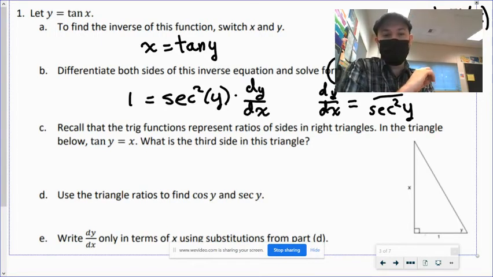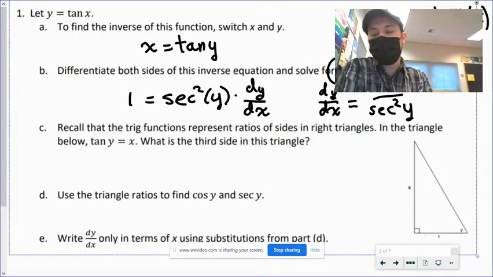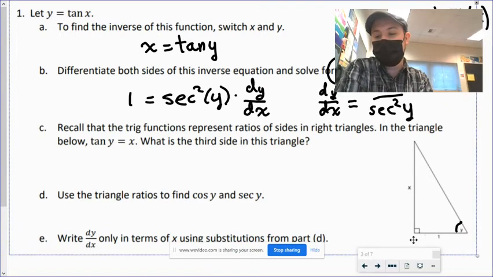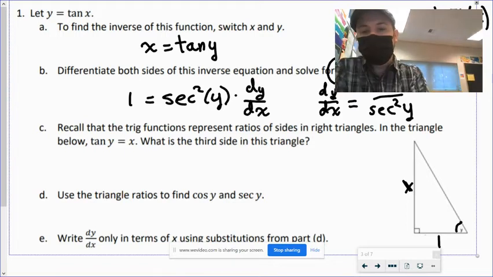Recall that the trig functions represent ratios of the sides of a right triangle. In the triangle below, tangent of y is equal to x. Let's just verify that. Tangent of y, x over 1. So the way they made this triangle is they put y as the angle right here. And sure enough, its opposite side divided by its adjacent side is equal to x, because this is x and that's 1. So that's what's true of our triangle.